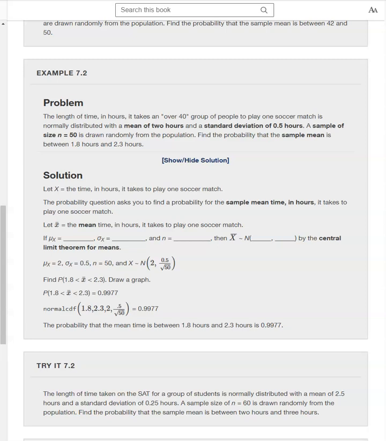This past week found us estimating population means and proportions. And what I would like to do for this wrap-up session is to focus on means.